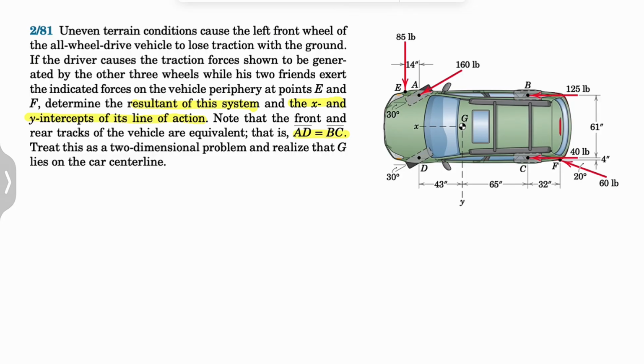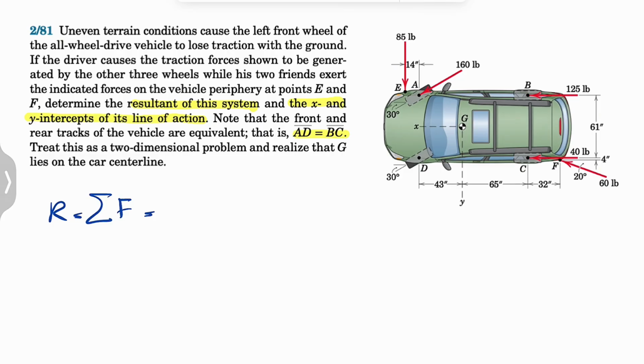The question is telling us to treat this as a two-dimensional problem and realize that G lies on the car center. So basically, if you look at the question, you see the X and Y axes, and G is the center of gravity for this car. First of all, we need to find the resultant of all these forces. Actually, we have 5 different forces on 3 wheels. So let's just figure out all the forces that we have in here.